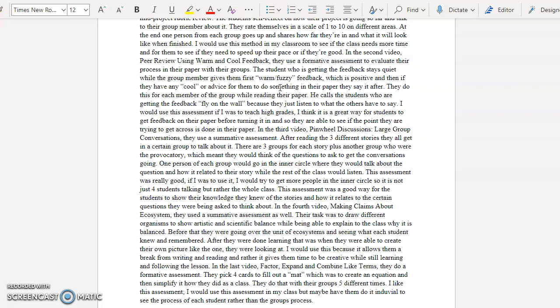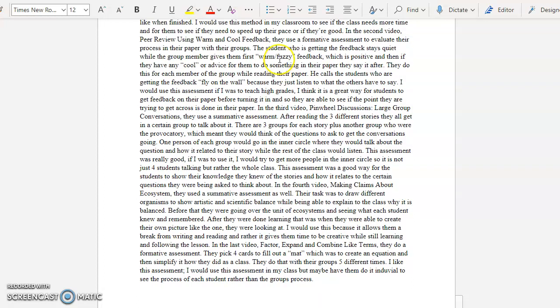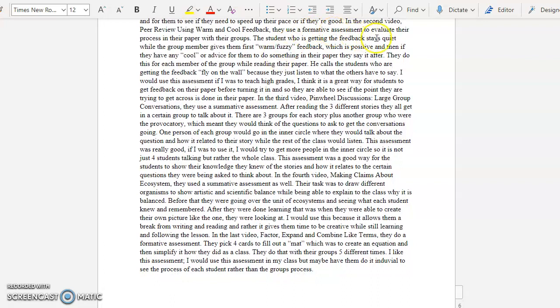And then in the second video, peer reviews using warm and cool feedback. They use a formative assessment to evaluate the process of their papers with their group members. The student first shares their papers and then they get a warm, fuzzy feedback, which is any positive feedback, something that they like about it. But then later on get a cool, which is just advice for them that they could do or change to make the paper seem better.